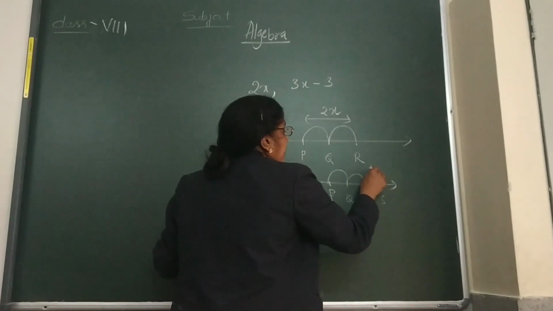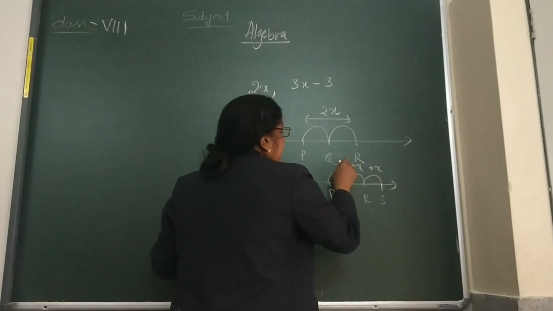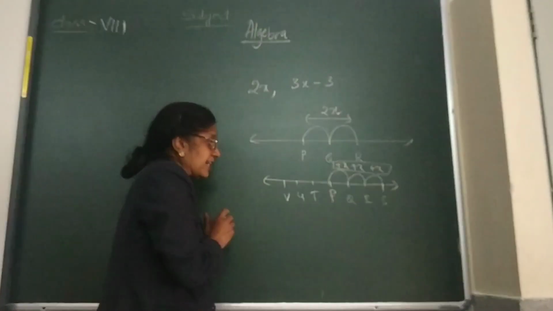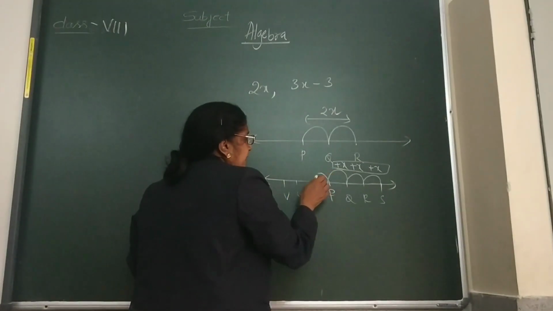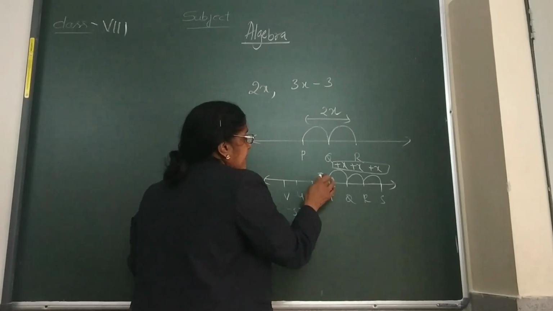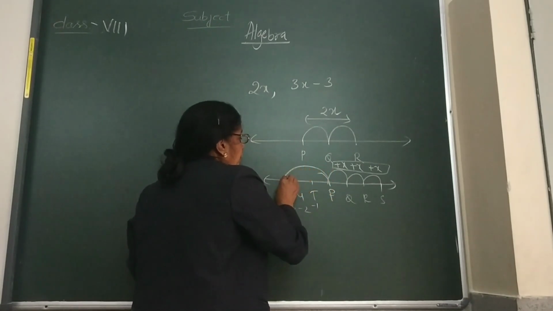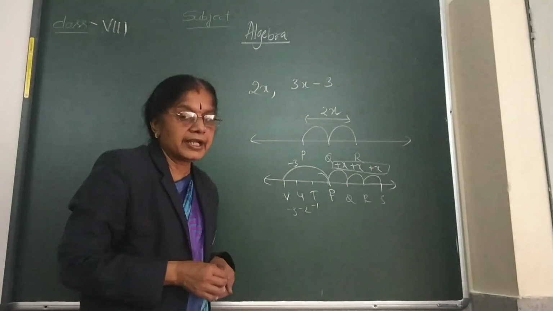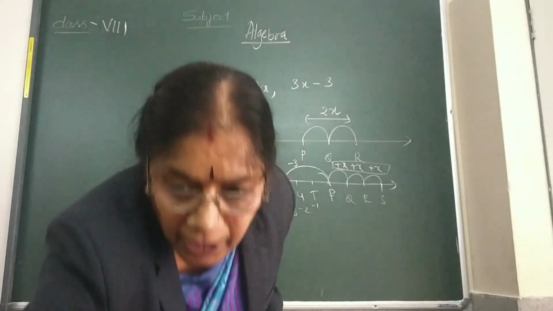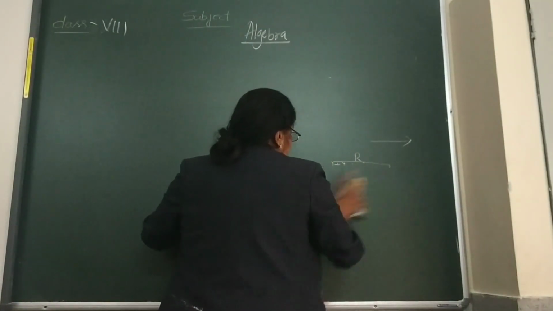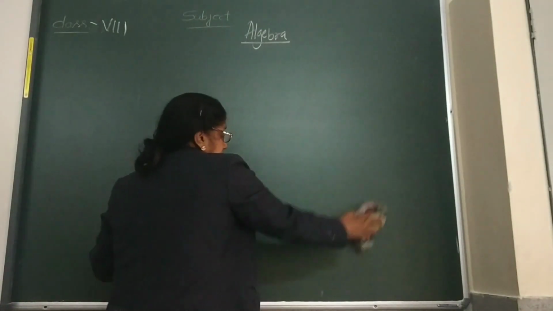So this is plus x, plus x, plus x. All these together will become 3x. Then minus 1, minus 2, minus 3. So from here to here, we will get minus 3. So 3x minus 3 can be represented in this way on a number line. So we came to know that we can represent even variables on a number line.